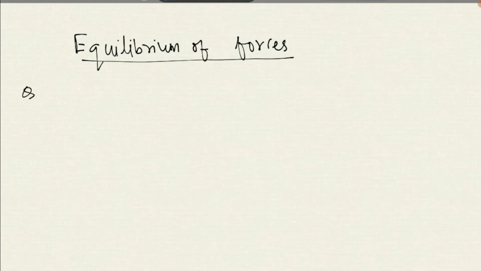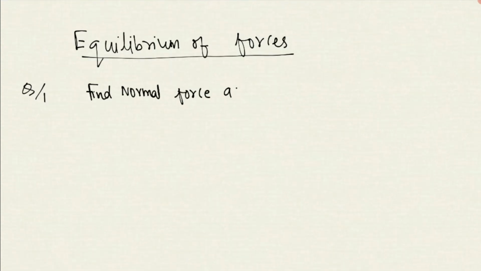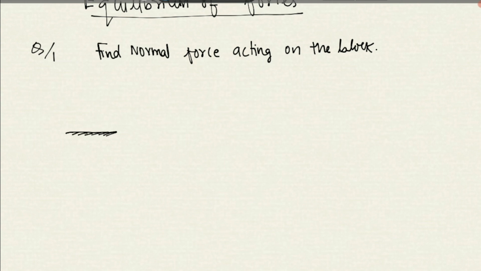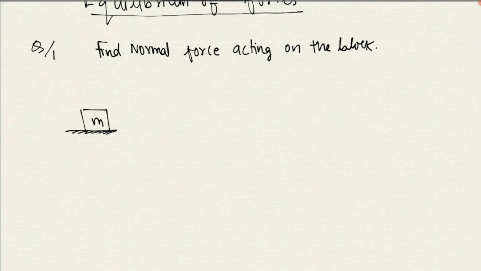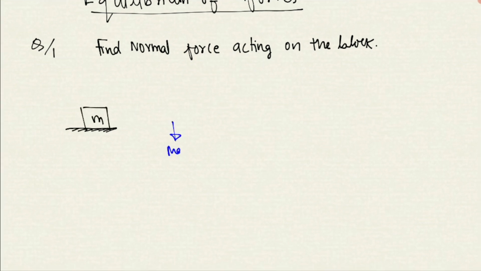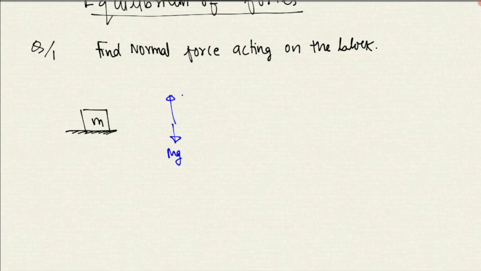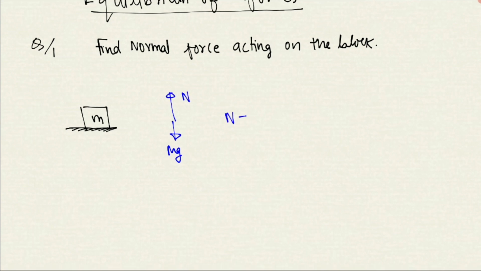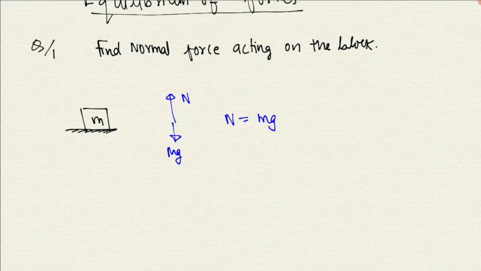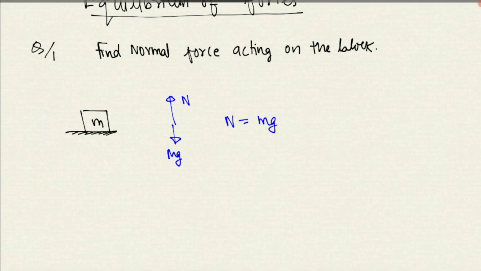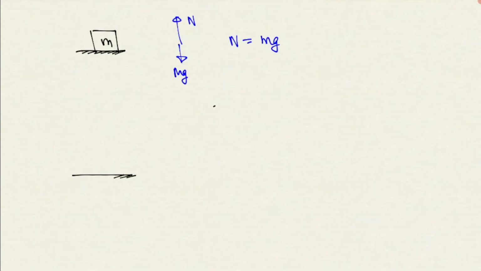Now the question is, find normal force acting on the block. The horizontal surface and the block is kept on it. So let's draw the free body diagram. Force mg is acting downward. Normal force n is acting upward. So you can write n is equal to mg. Why? Because the block is not moving at all. It is kept on surface. The forces are balanced.